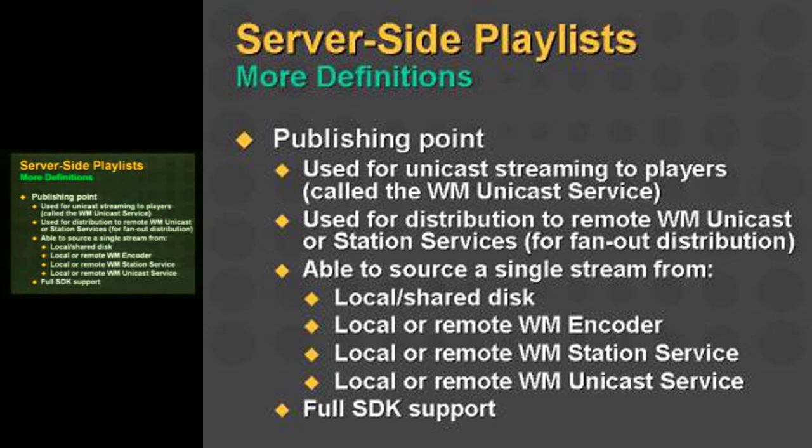A publishing point is the point at which a client connects for unicast purposes. It can also be used for distribution to another server. You can source a single stream from a publishing point to any of the 4 places you see on the slide there. And there's full Windows Media SDK support for this.